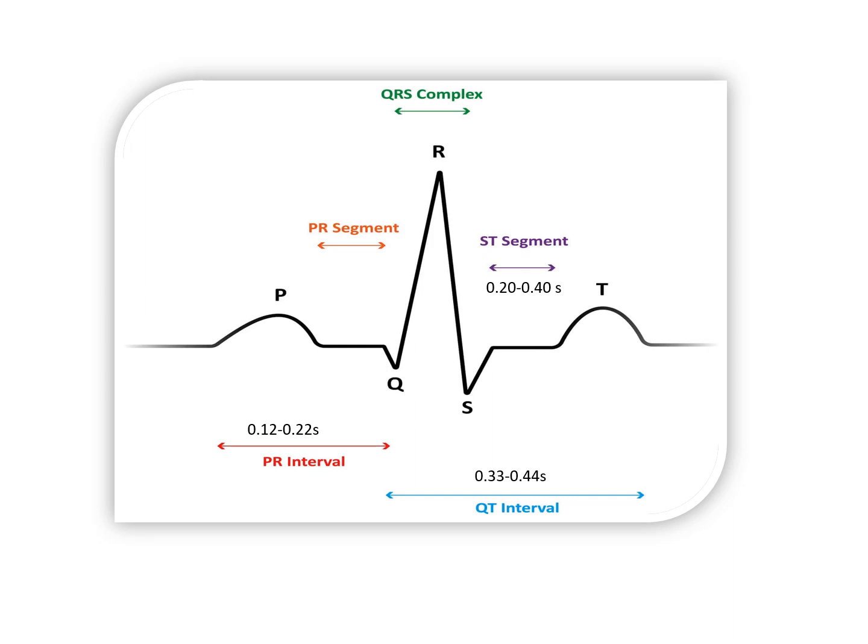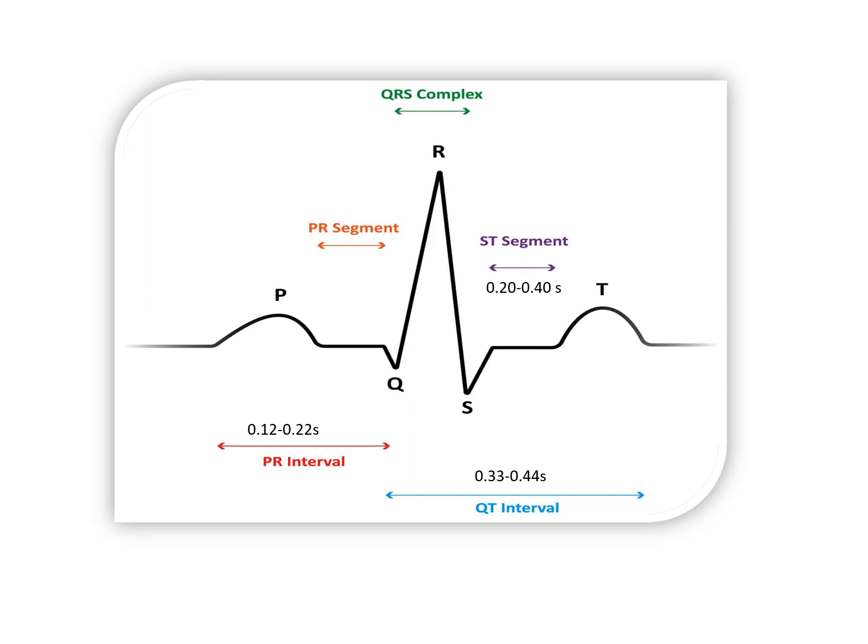QT interval starts at the beginning of the QRS complex and ends at the end of the T wave, representing the total time for ventricular depolarization and repolarization. The duration is 0.33 to 0.44 seconds or 8 to 11 small boxes.